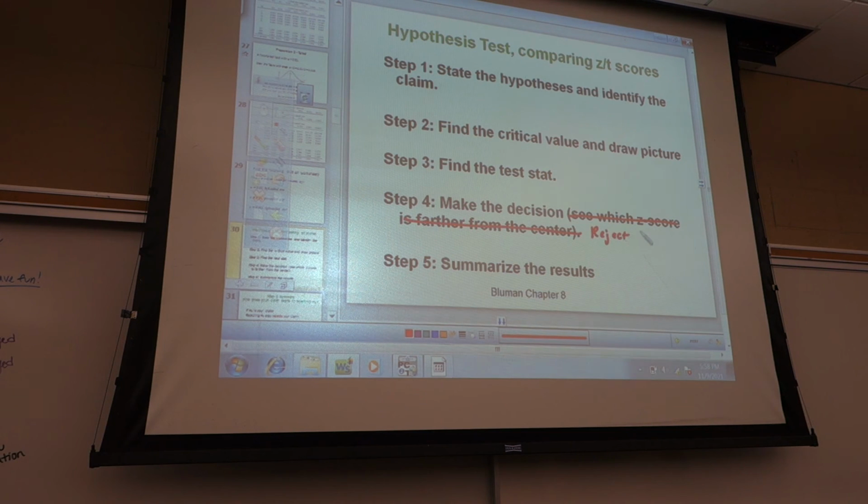Step 2, find the critical value and draw a picture. Step 3, find the test stat. And step 4, make the decision, reject or not reject H naught. And step 5, summarize the results for the claim. Good. All right, so those are the 5 steps. You should be writing them down in your notes.